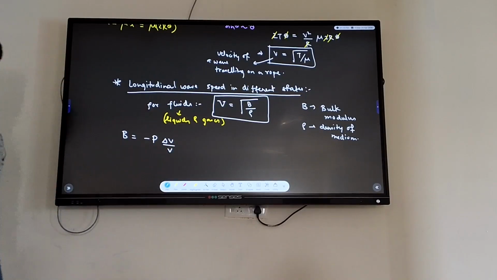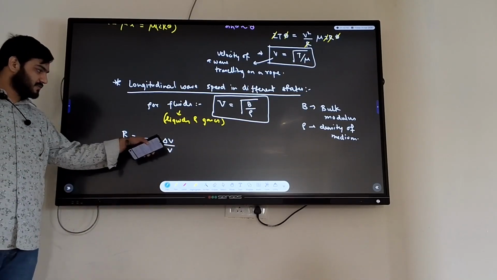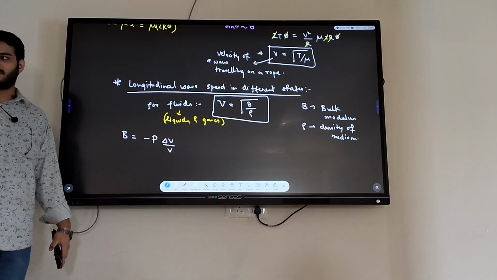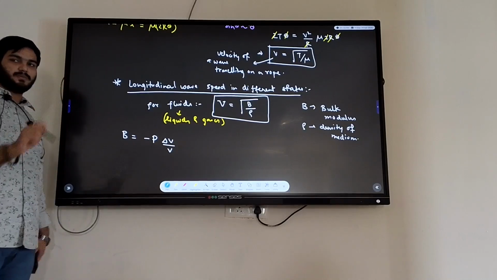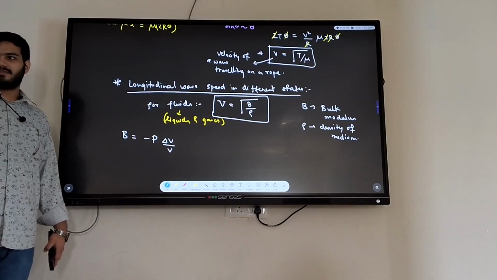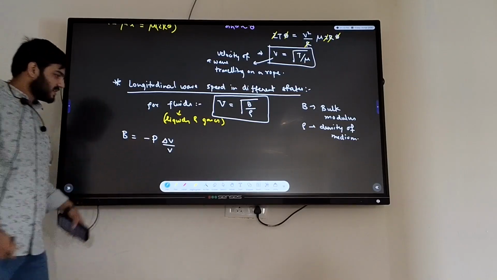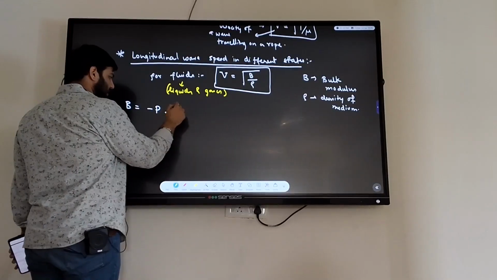I have to check this. I don't remember exactly. This is the change in volume divided by the original volume, into the pressure of the medium. That's how we define the bulk modulus. But when the sound is going through a medium, it does not change the volume of that thing. So that means this is going to be one other answer.